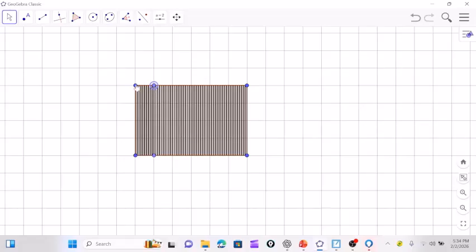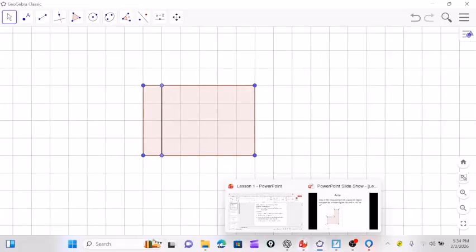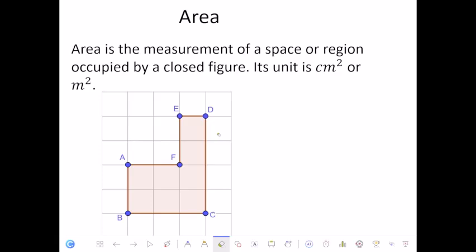Then perimeter, we just talk about the length surrounding it. So perimeter is the length surrounding. Perimeter is just a fence surrounding your land, while area is the space inside the land. So that is how we get area and perimeter. Take note of that. Let's go back to our slide, and that is for area.